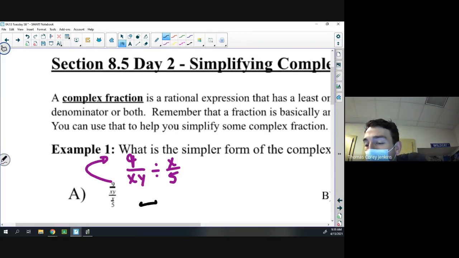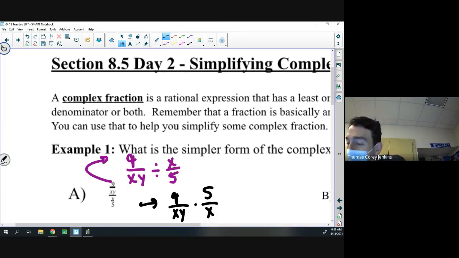So we would just change that to 9 over xy times 5 over x. Look to cross cancel if we can. We can't here. So then we just multiply straight across. And we get 45 over x times y, or x squared y.